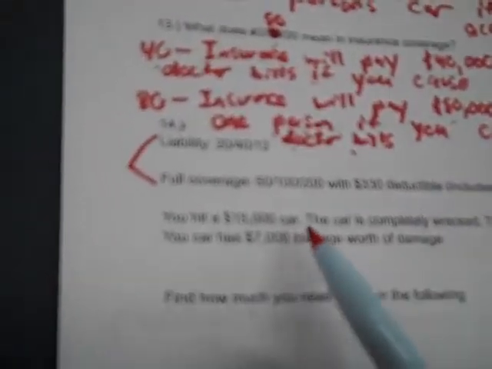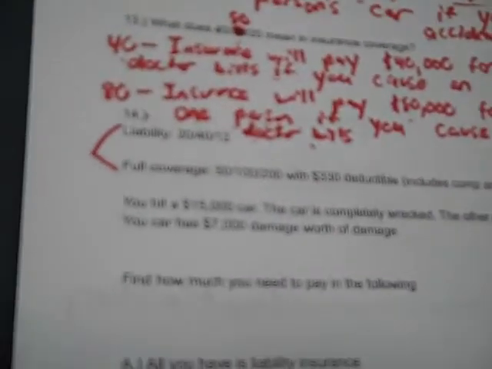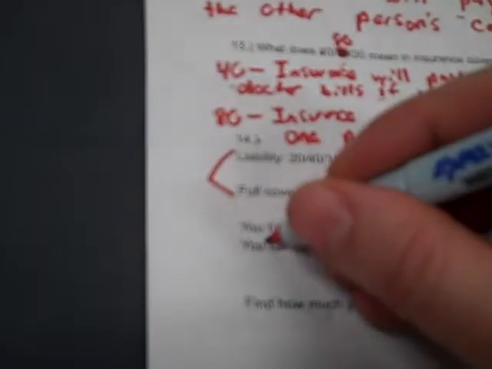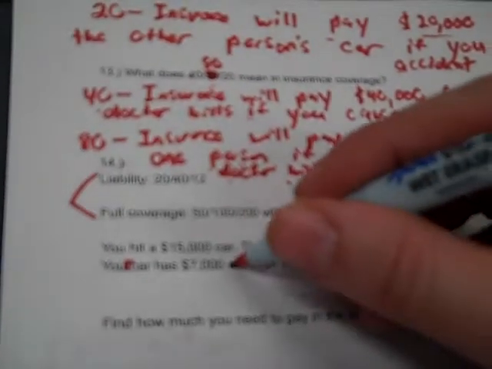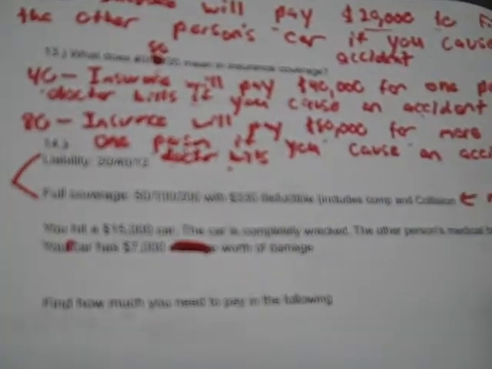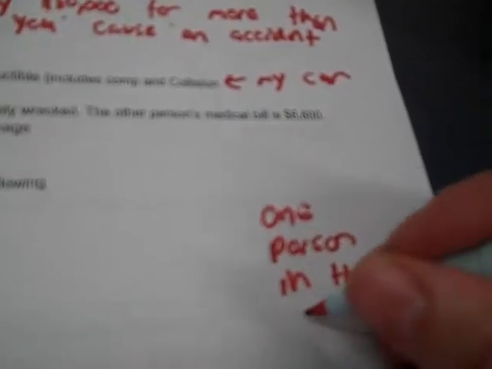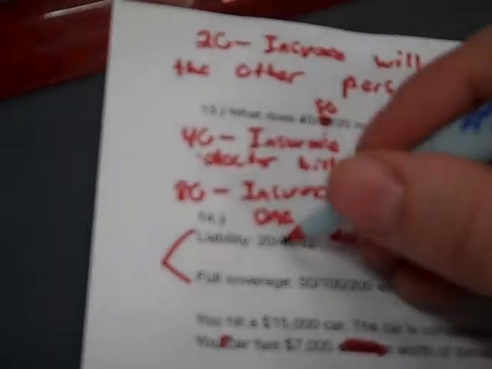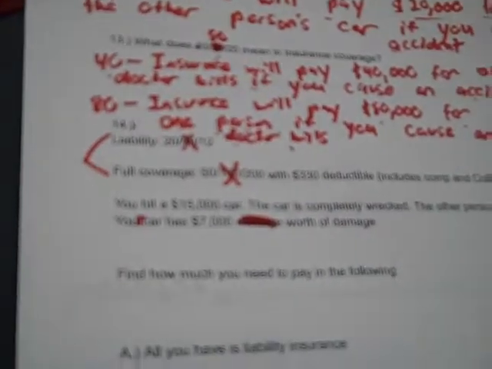So you hit a $15,000 car. The car is completely wrecked. The other person's medical bill is $6,600. Your car has $7,000 worth of damage. Okay, find how much you need to pay in the following. Now, by the way, there's only one person in the other car. So since there's one person and not more than one, we don't need to worry about the 40 here, and we don't need to worry about the 100 here. That's if there's more than one person.